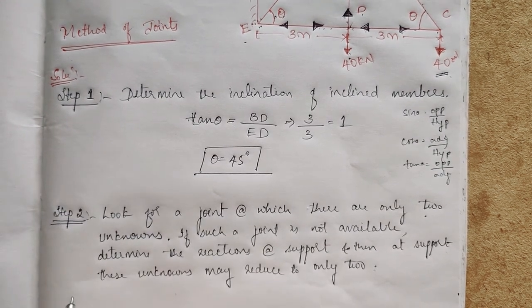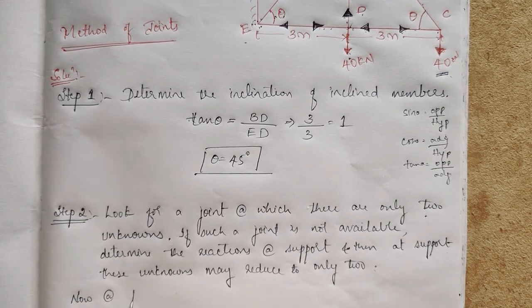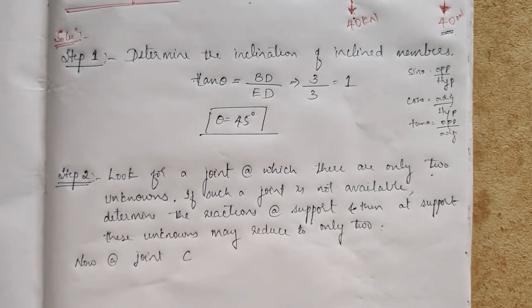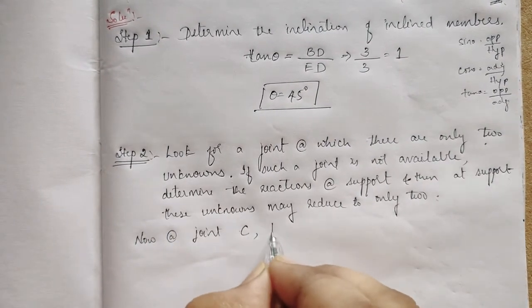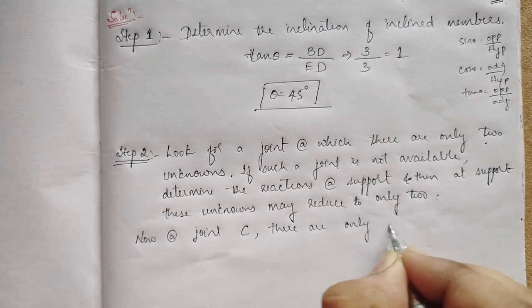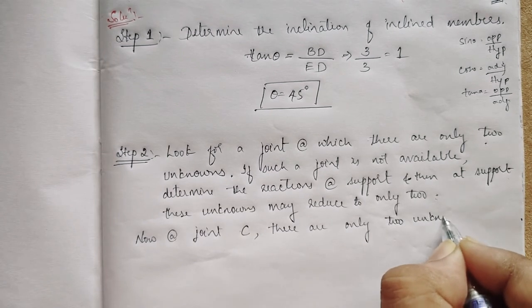So I'll consider the C. Okay, now at joint C, I'll write in words. Now at joint C there are only 2 unknowns.